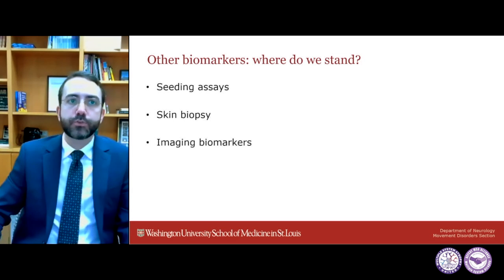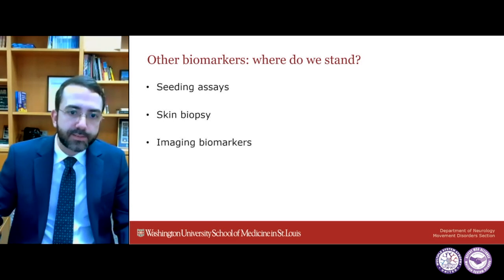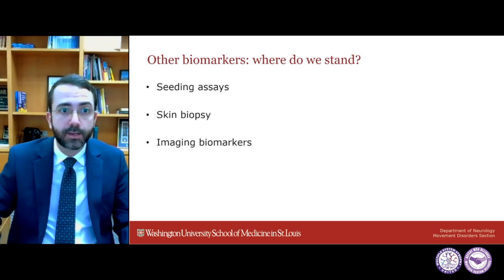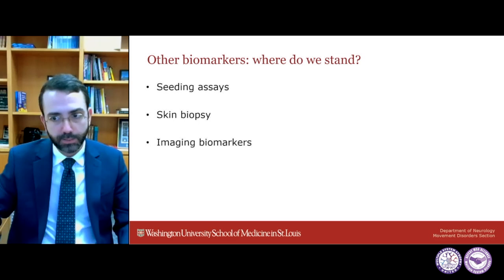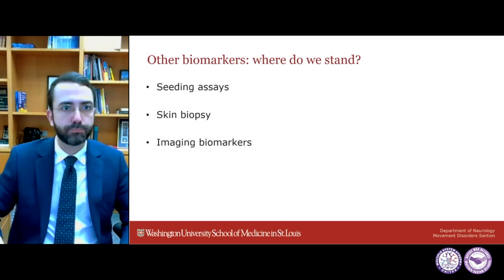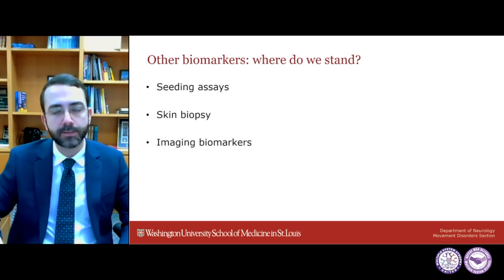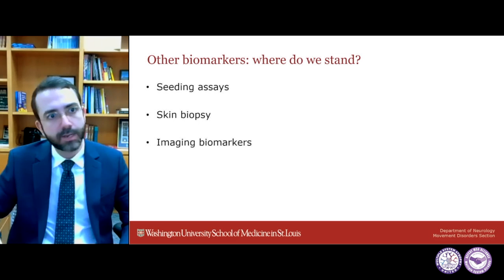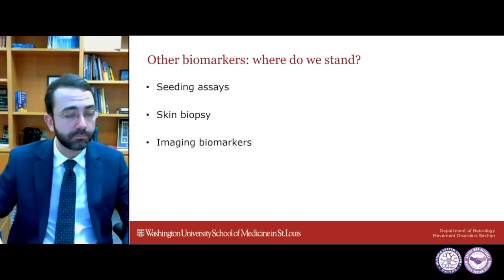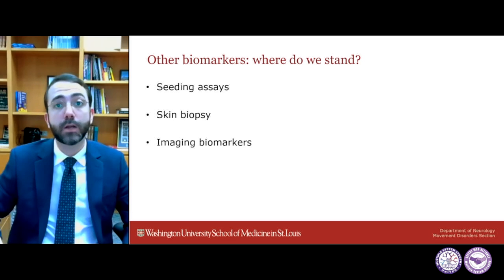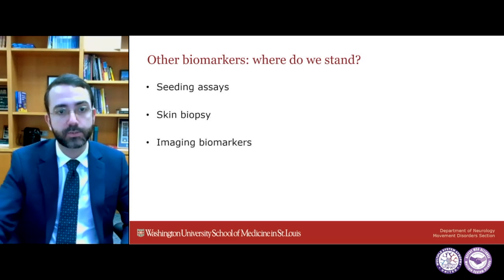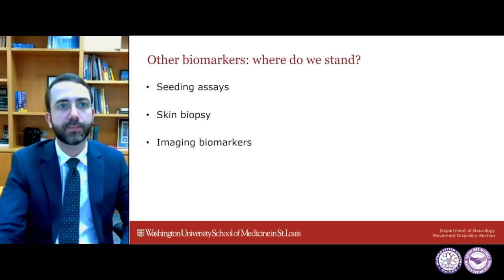I'm not going to discuss too much about other biomarkers, as other presenters are discussing those in this conference. However, there have been several promising biomarkers in MSA, including seeding assays, looking at alpha-synuclein, as well as a skin biopsy, and imaging biomarkers that have advanced over the past few years.